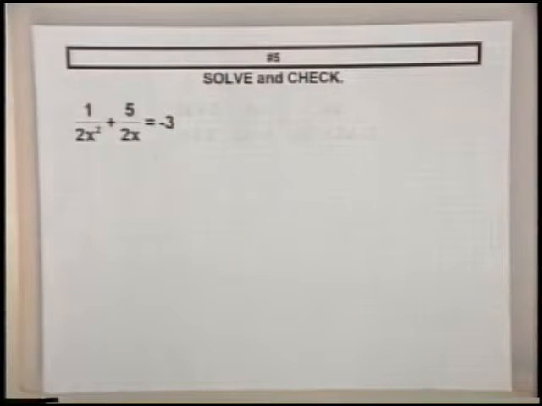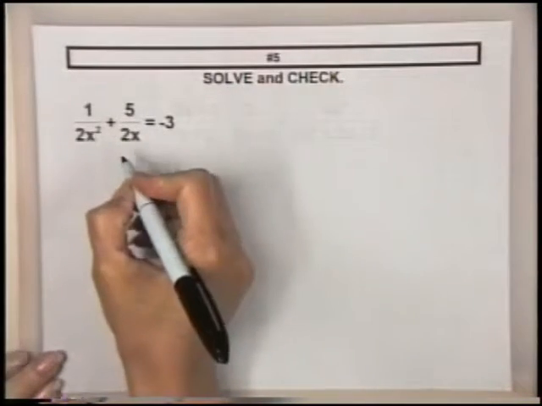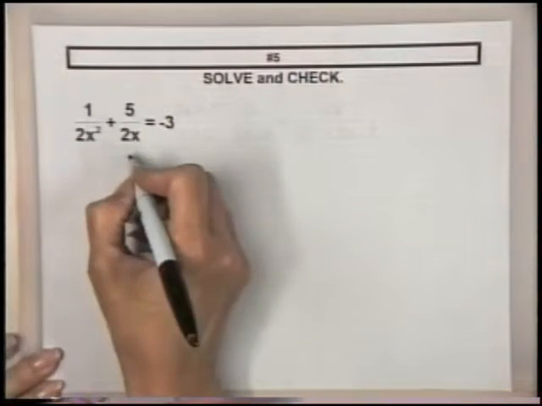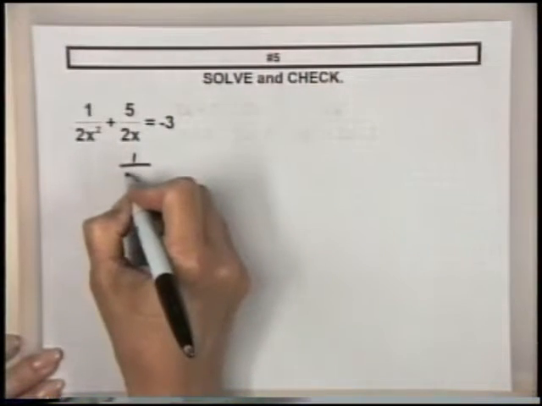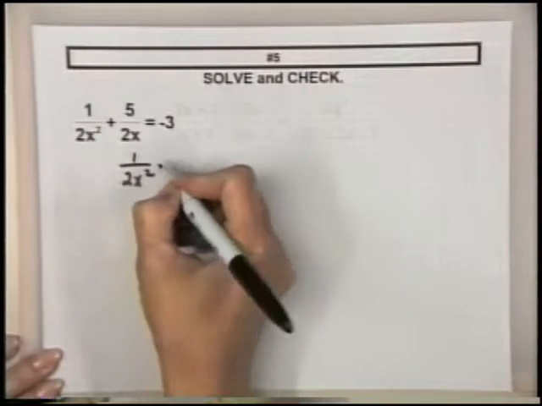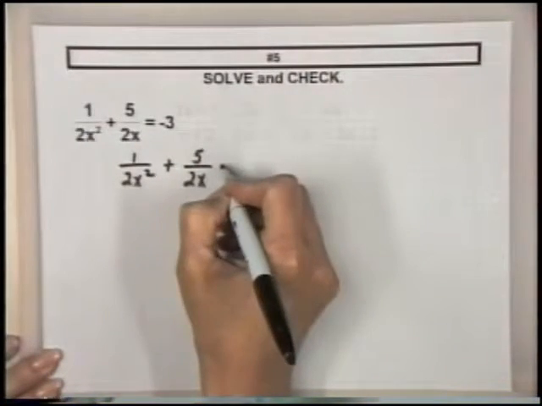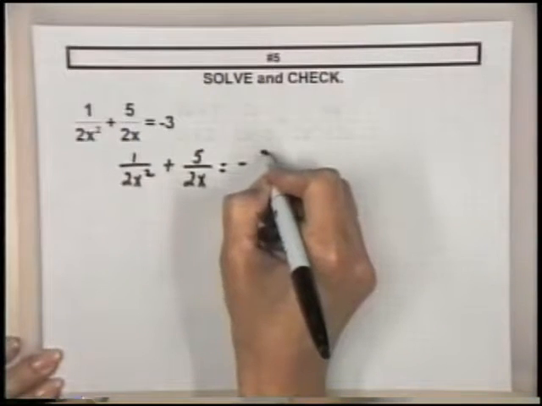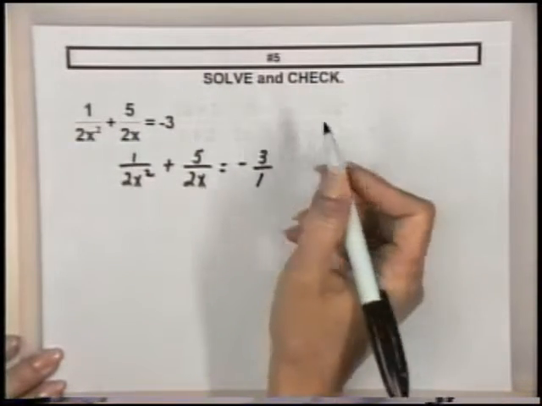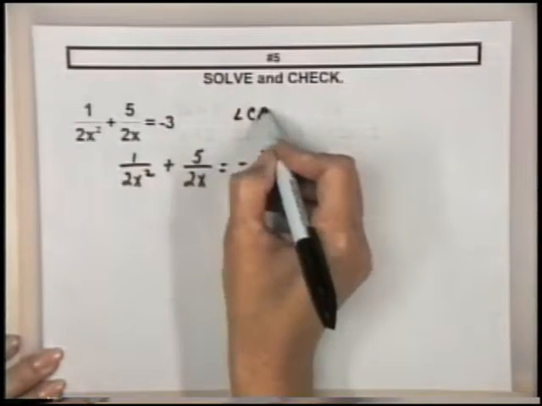I am solving a fractional equation. I know I want to get rid of the denominators by finding the LCD and multiplying both sides of the equation by the LCD. I will rewrite the equation: 1 over 2 times x squared plus 5 over 2 times x equals negative 3 over 1.